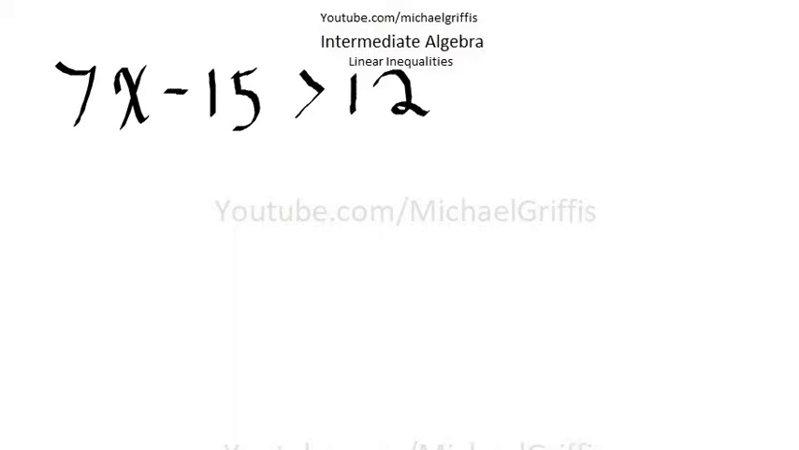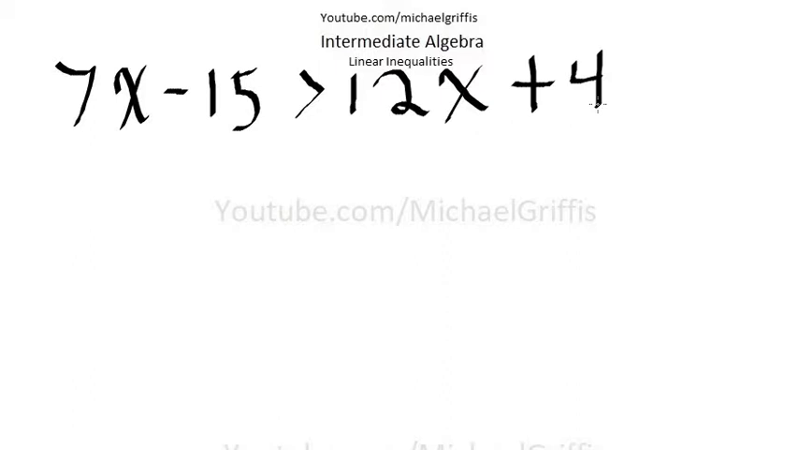Now, we're working with linear inequalities. We're trying to find their solutions, which I call the solution set. Okay, 7x minus 15. Notice these things have more terms in them as time goes by. I guess you could say they're getting more complex. So we're going to solve for this linear inequality. What do we do first?